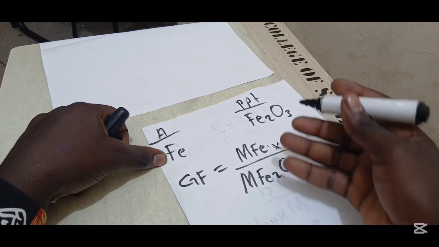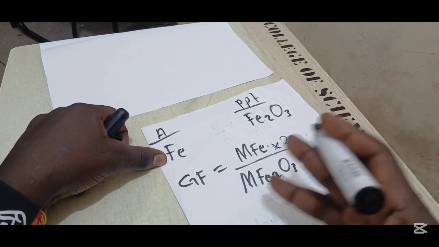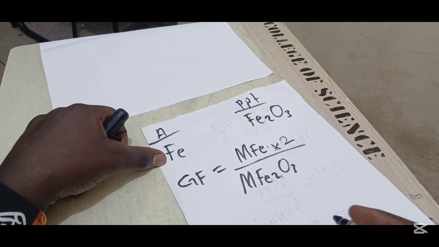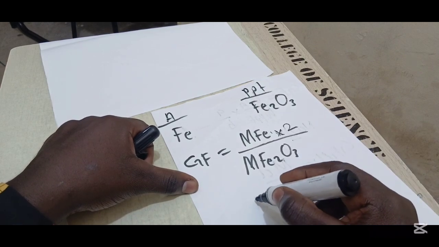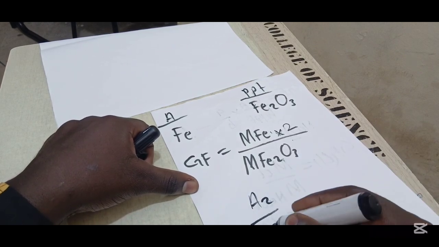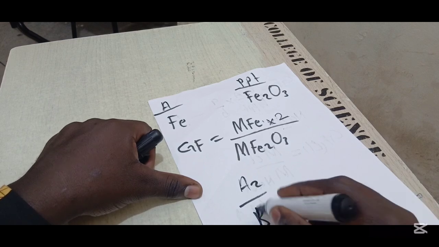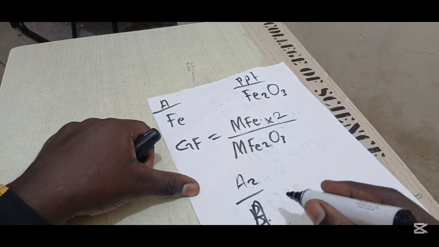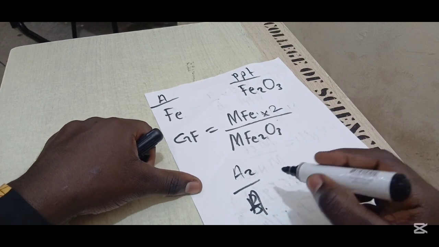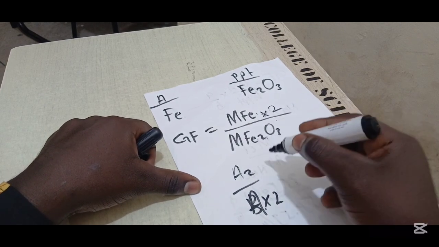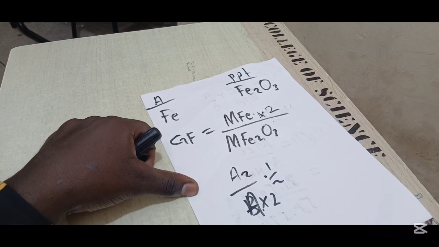So that is it for this. You can just look for the molar mass of Fe, the molar mass of this, and then substitute in, and you're going to get your gravimetric factor. The whole thing is that, let's say at the bottom we have A to be 2, and here at the top A to be 1. We just want to find a way of making A at the top and A at the bottom balance. So we can just multiply this place by 2, or we just multiply everything by 2 on 1. So that's it for gravimetric factor.